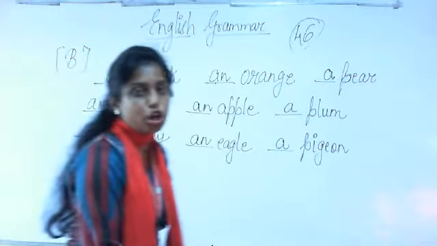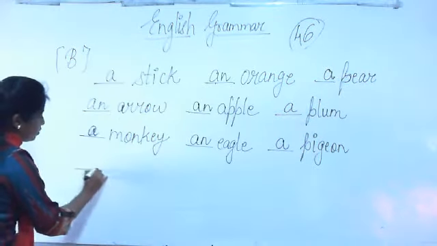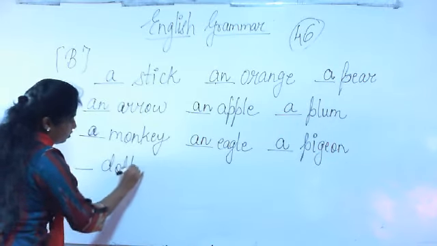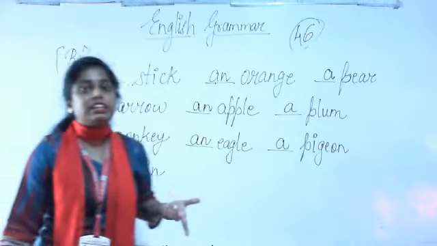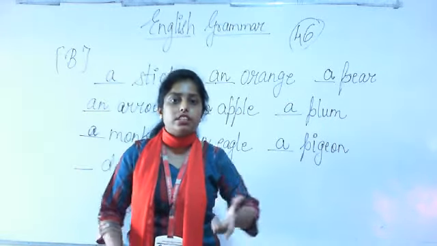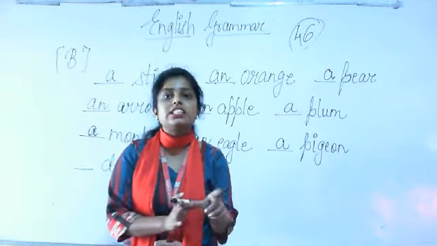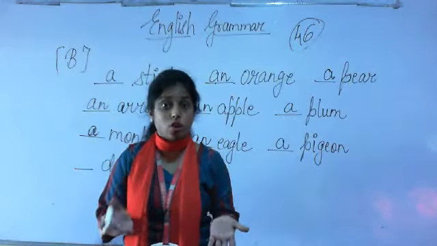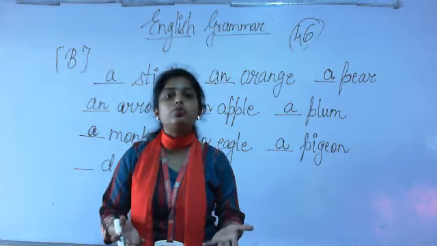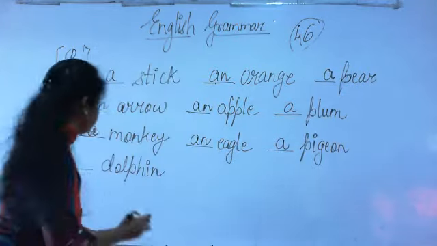Next is dolphin. Okay beta, dolphin. D sound. It is not a vowel sound, so we will not use an with it. It's a consonant sound, so we will use a. So, a dolphin.